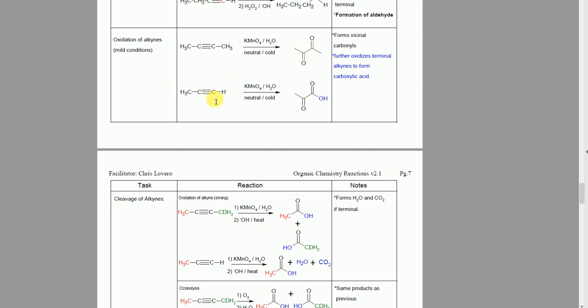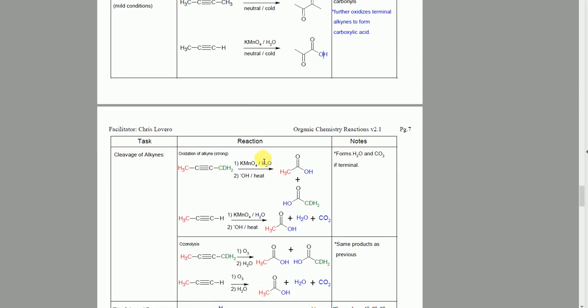But if I have the terminal alkyne, this hydrogen is going to become an OH. So one is going to be the carbonyl, and the other one is going to be a carboxylic acid. That's all you need to know.